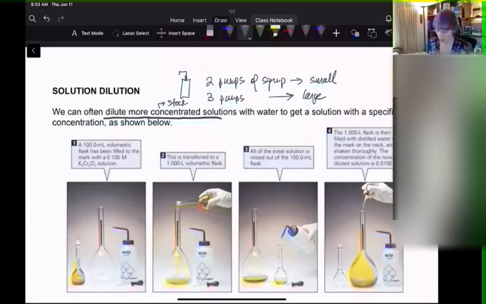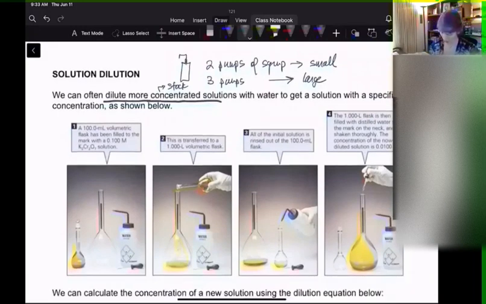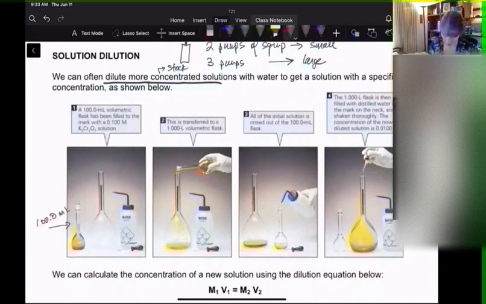The way that works for our dilutions in the lab is, for example, this is 100 milliliters of stock solution. So that is the more concentrated one. You see it's dark yellow. Then they're going to put that into the bigger flask. This is 1.00 liters. And then they're going to fill it up to the line with water. In this case, we're looking at potassium dichromate. And all of the solute that we added is in here. And that same amount of moles of solute is in here. What has changed is that we added extra water, and that changed both the volume and the molarity.